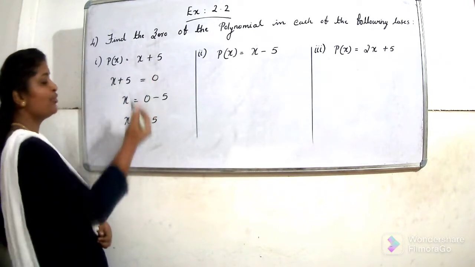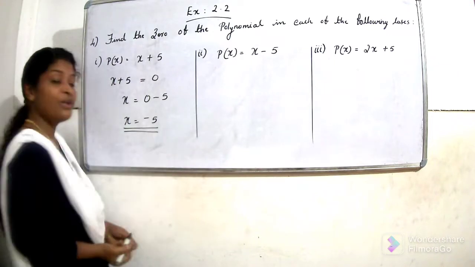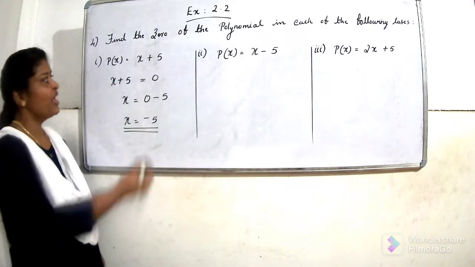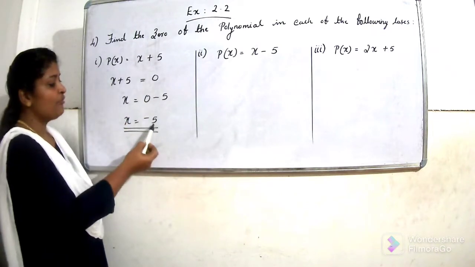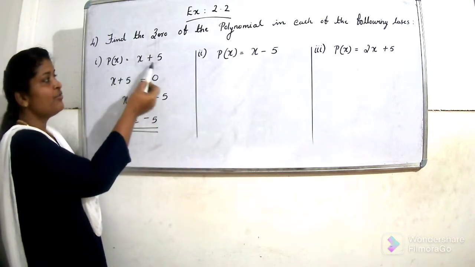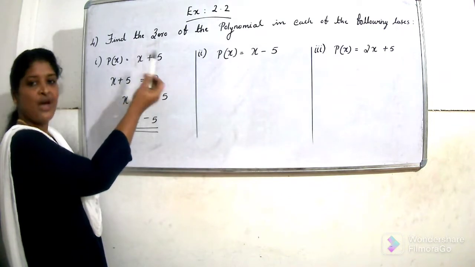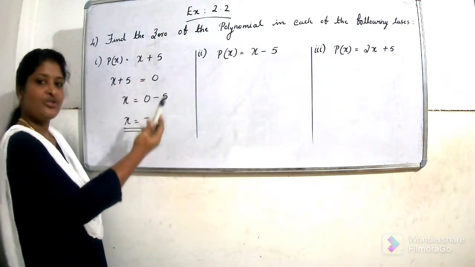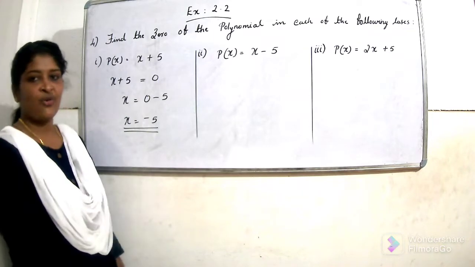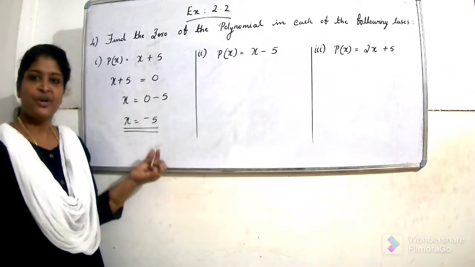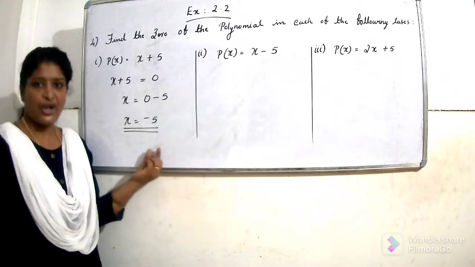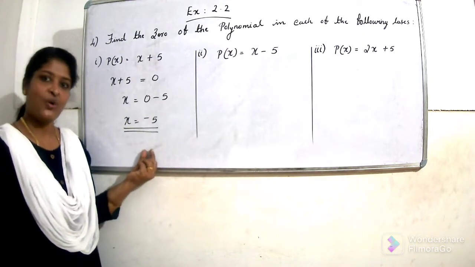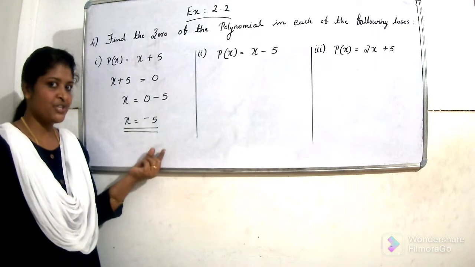So for this polynomial, what is the zero of the polynomial? Negative 5. We will do the checking method also. If we substitute this here, we will get negative 5 plus 5, the result is 0, no? So definitely this is the zero of the polynomial. Very simple question. Everything we have to do this way. I hope you understand this solution. Okay, so we can move to the next question.